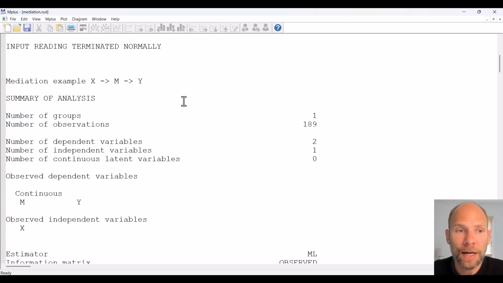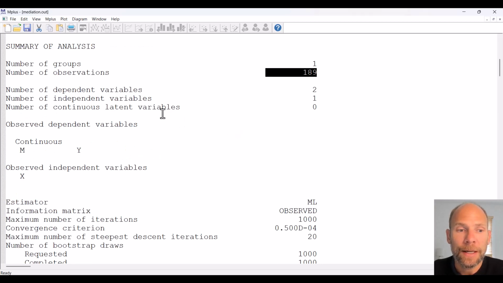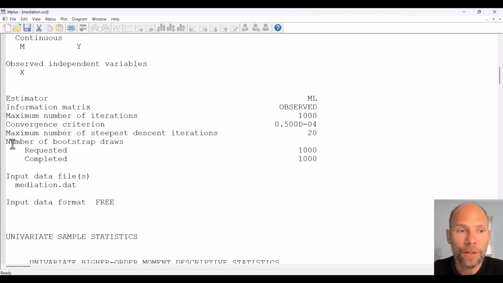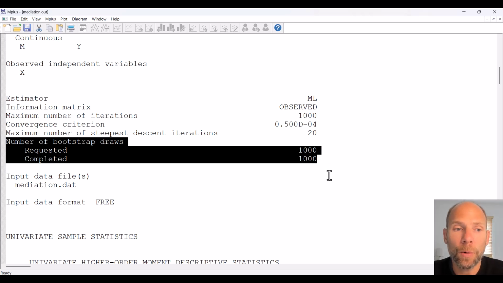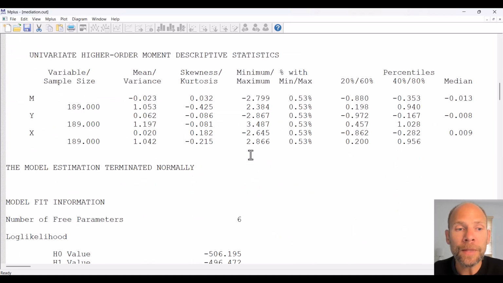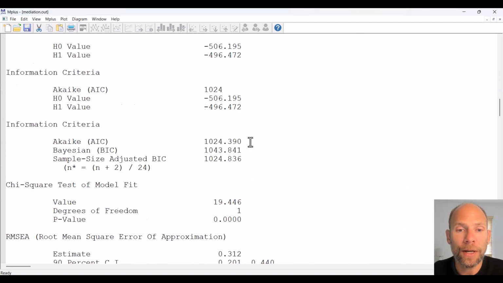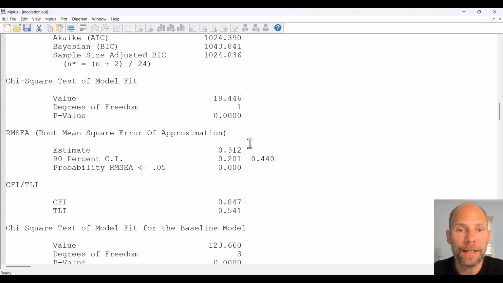When we scroll down, we can see that here we had 189 observations or individuals in this sample. We can also check that the number of bootstrap draws that we requested were completed, which here was the case. So all 1000 requested bootstrap samples were completed by Mplus, so there was no problem in any one of those. And then when we scroll down further, we can take a look at model fit statistics. Specifically, the chi-square test of model fit we should always look at.